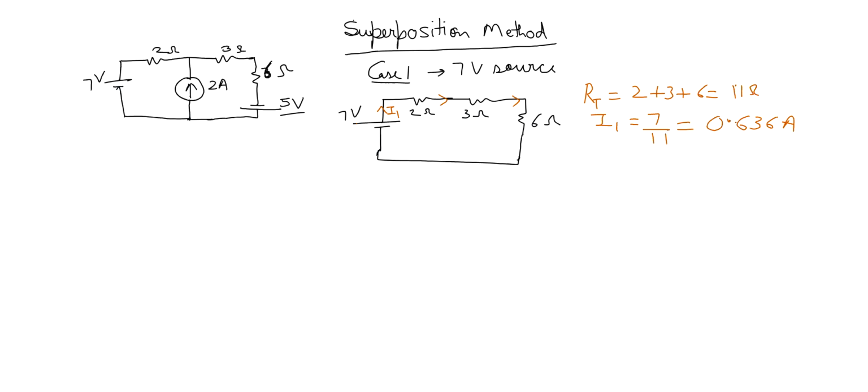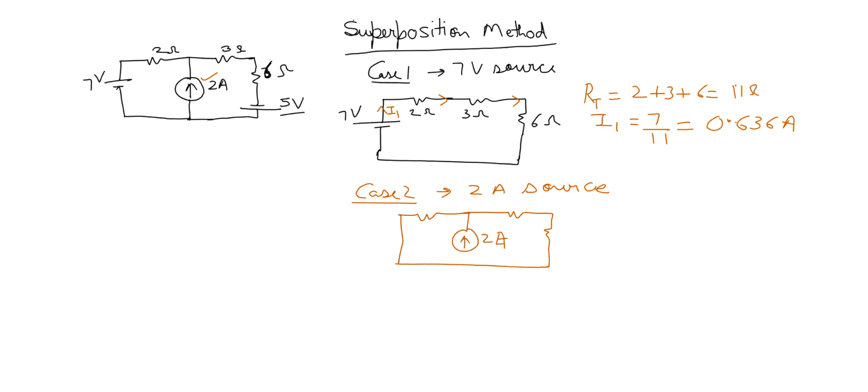Now we will consider the second case, that is case 2. In this case, I am considering the 2 ampere current source. I will find how much current flows in the circuit due to the 2 ampere current source. For the rest of the sources, if it is a voltage source, it will be considered short, and if there is another current source, it will be considered open. So I'm taking the 2 ampere current source and you redraw the circuit. This is how my new circuit will look.